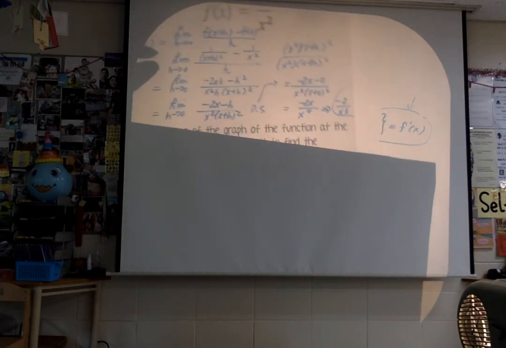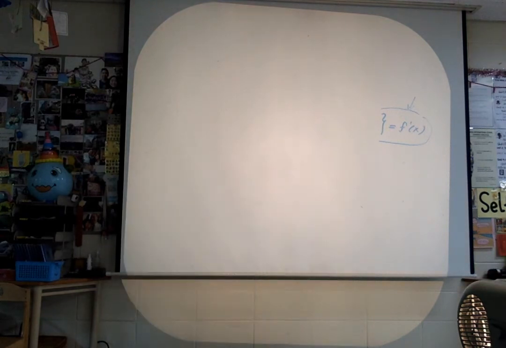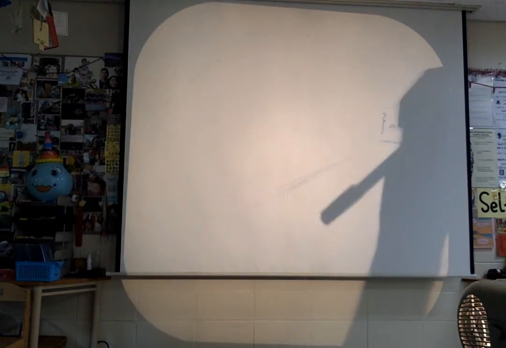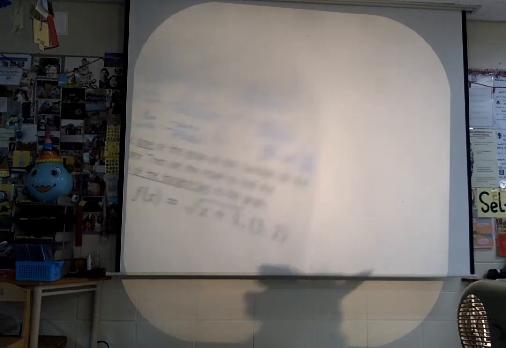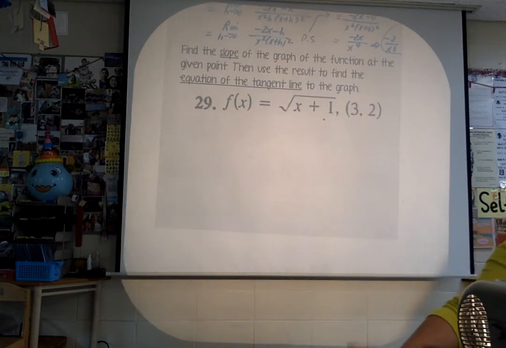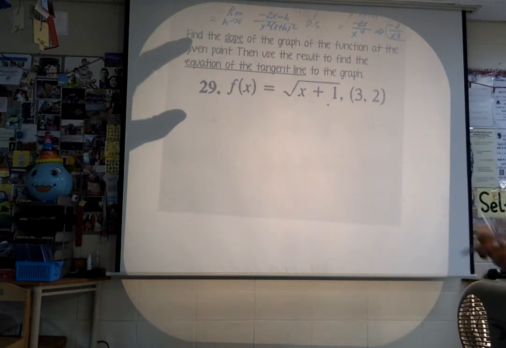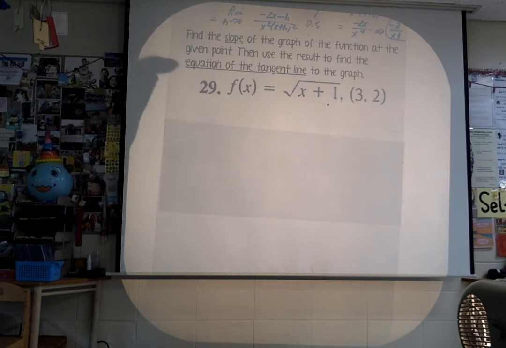So we're going to try one more. Let's try number 29. Oh, number 29 is right here conveniently. Let's find the slope of this function, and they want us to do more with it. Find the slope of the graph of the function at this given point, and then use the result to find the equation of the tangent line to the graph. What do they mean by that? Okay, so let's figure this out.